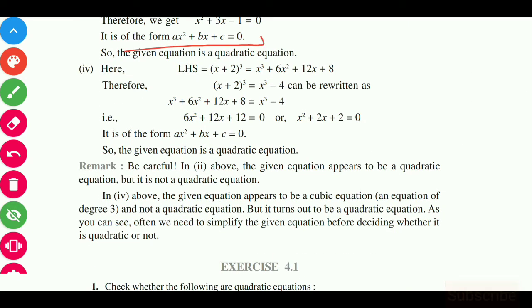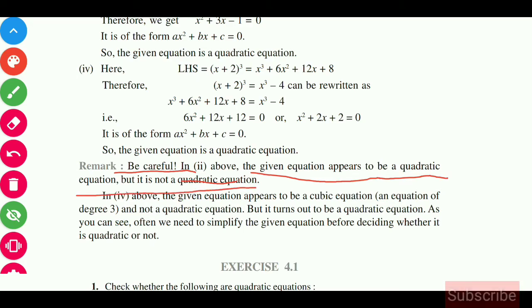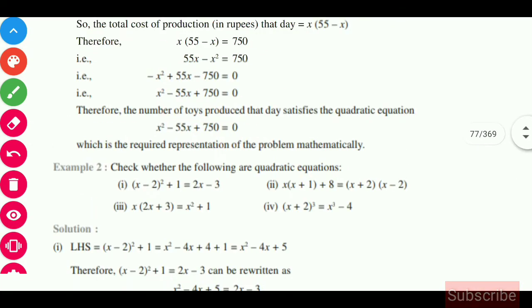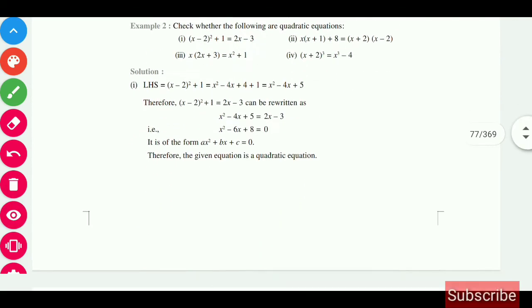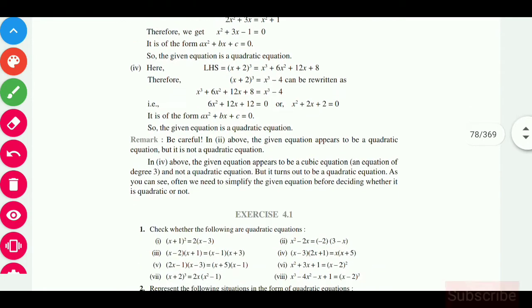This is a quadratic equation because it satisfies the standard form. Similarly, this is also a quadratic equation because it satisfies the equation. Now, we need to be cautious while solving such equations. In 2 above, the given equation appears to be a quadratic equation, but it is not. By looking at this equation, we could say that yes, it is quadratic, but it is not. So we can't go with assumption, we need to simplify those equations.